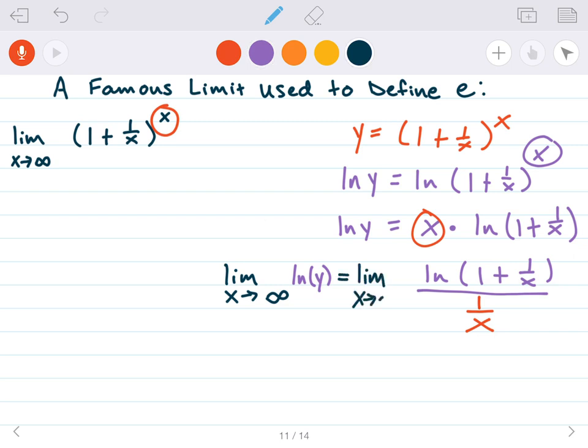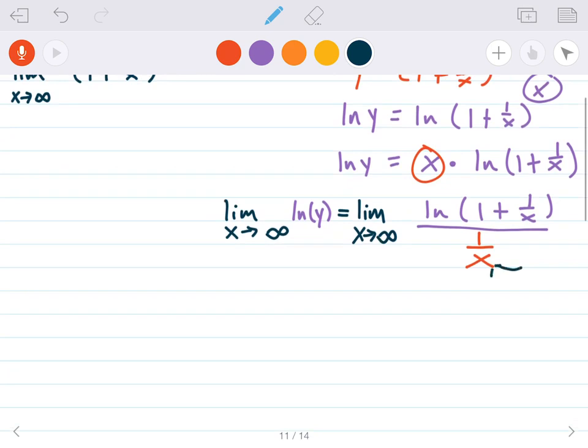And this is where I'm going to apply L'Hopital's rule. So I'm going to plug in infinity anywhere I see an x, right? Because that's what x is approaching. Now on the left, nothing is really happening because we don't even have an x variable to worry about.